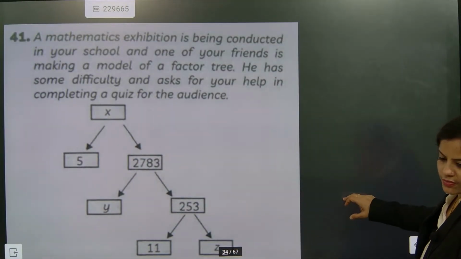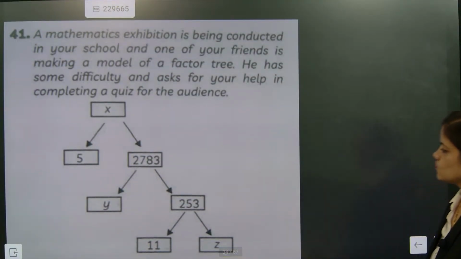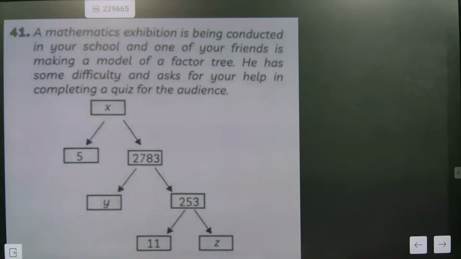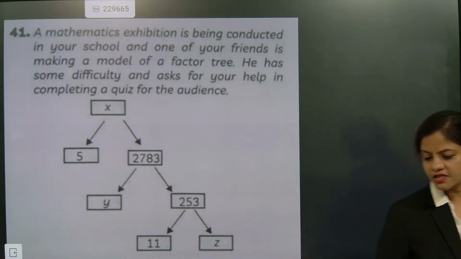Come on, solve this question. Question number 41. Come on, solve. Come on, start answering. This is the last question for today.